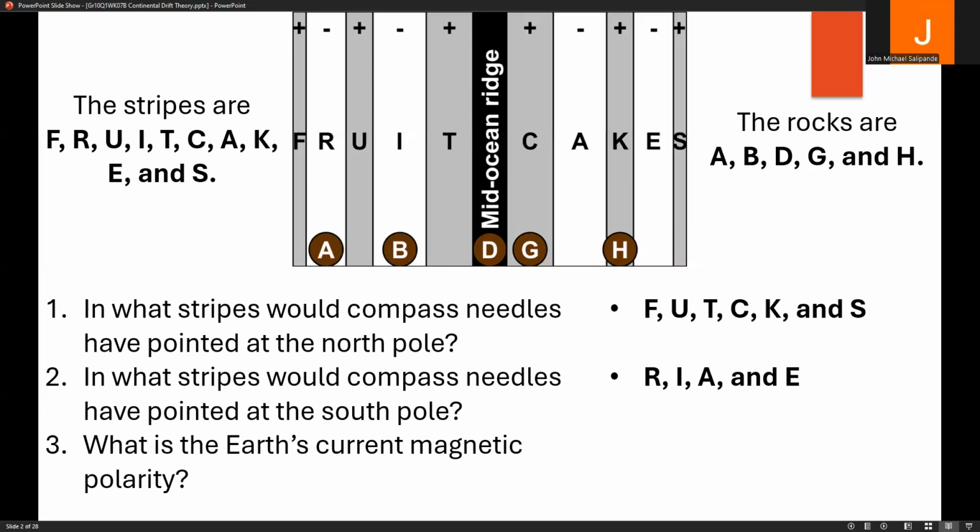And lastly, what is the Earth's current magnetic polarity, at least in this scenario, no? So when we say current polarity, we are looking at the youngest, or rather the most recent period. And you know that the youngest period in the stripes is the one at the middle or near the mid-ocean ridge. And the ones that are the nearest to the mid-ocean ridge are T and C. And since both T and C are positively oriented, then therefore, the Earth's current magnetic polarity is normal and positive.